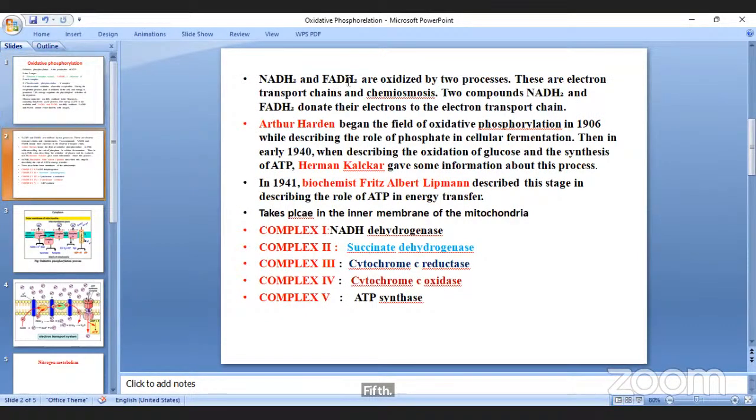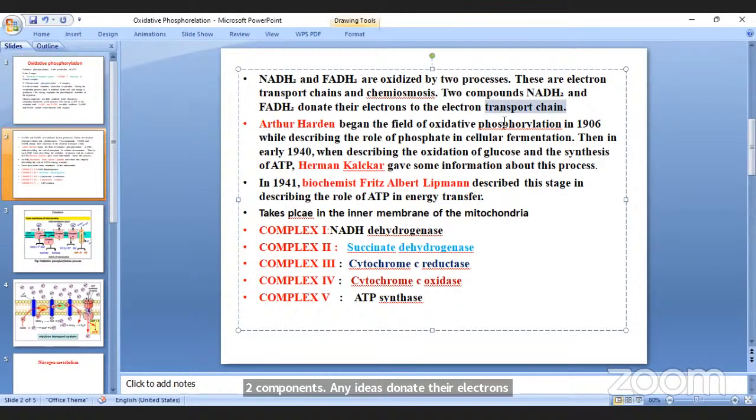So your NADH2 and FADH2 are oxidized by 2 processes. Already told you these are the electron transport chain and chemiosmosis, right? The two compounds NADH2 and FADH2 donate their electrons to the electron transport chain. That is the first step. Clear?